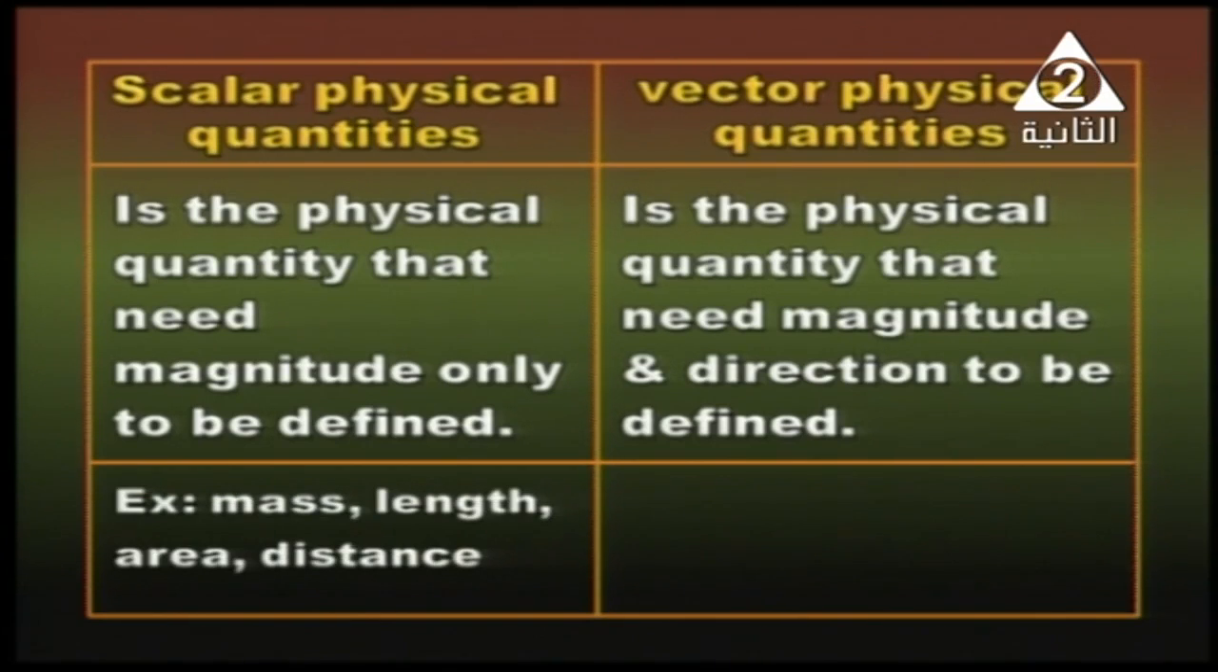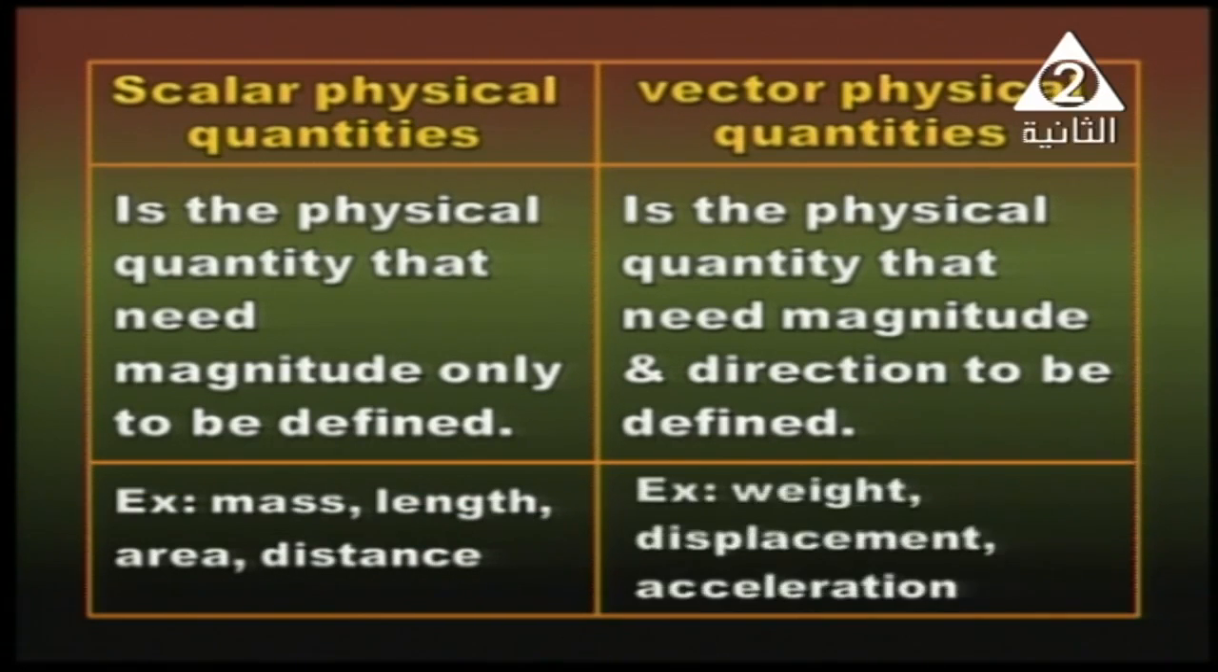Examples of scalar physical quantities: the mass, the length, area, distance. While examples of vector physical quantities are the weight, displacement, acceleration.